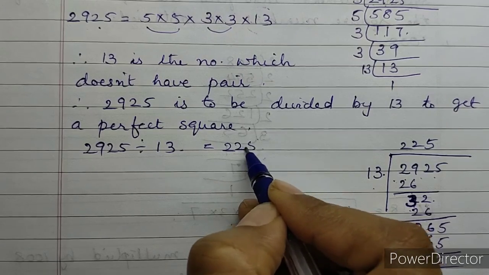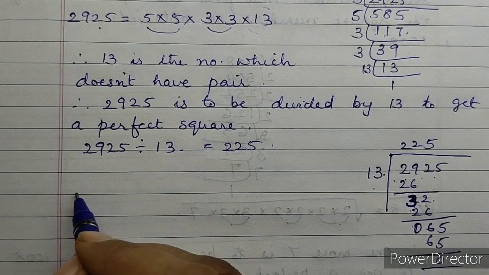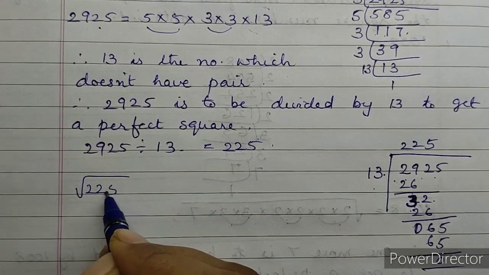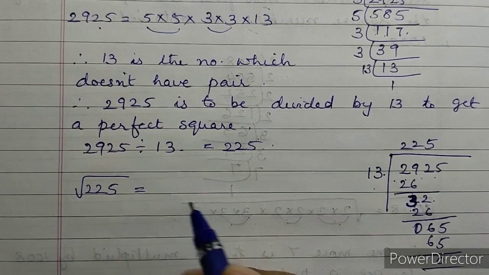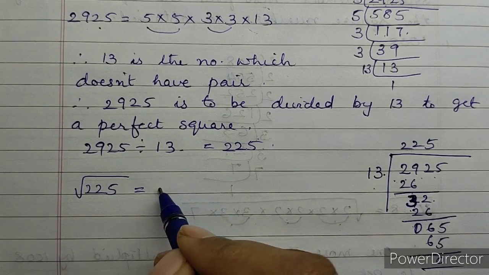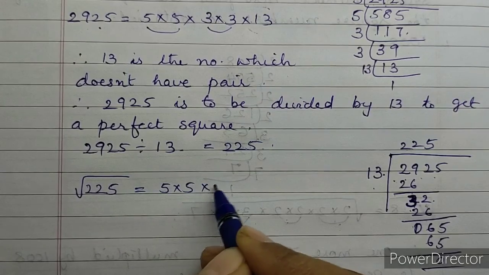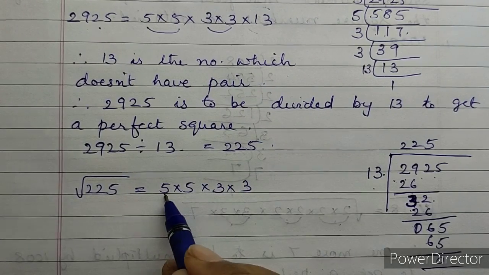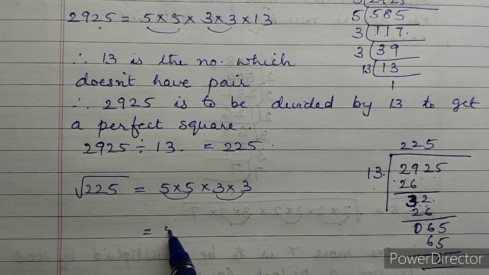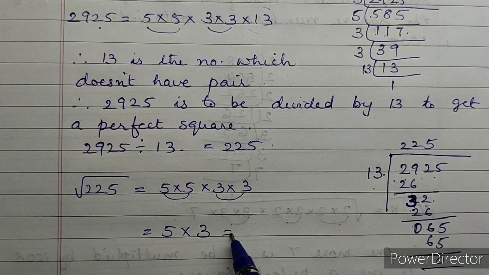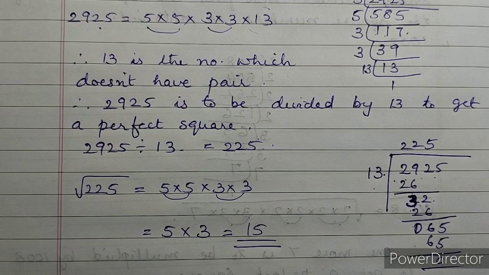So the new number is 225. How will you find the square root of 225? 225 means 5 into 5 into 3 into 3. So if you do pairing, one time you have to remove 5 into 3, that is 15. So 15 is the square root of the new number.